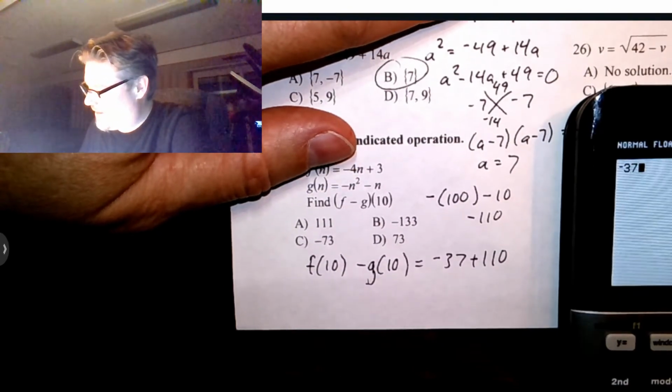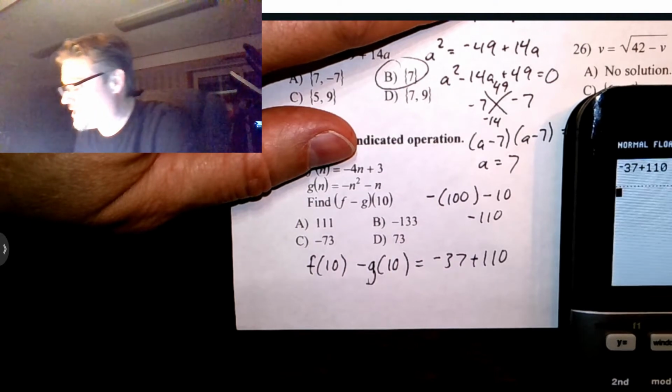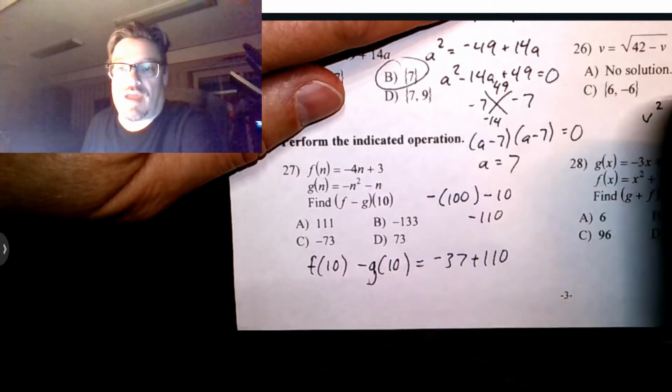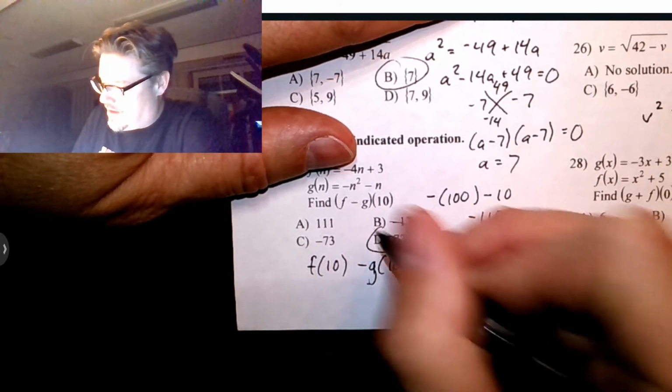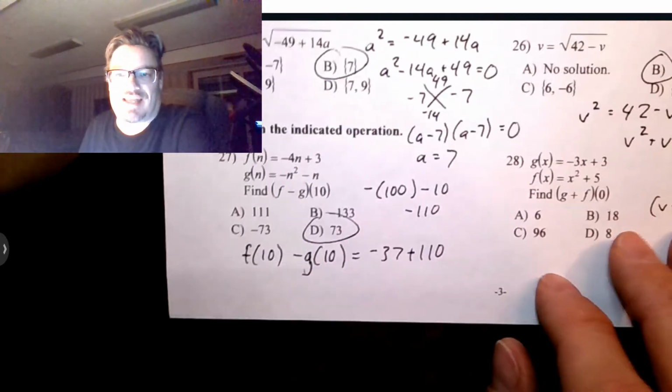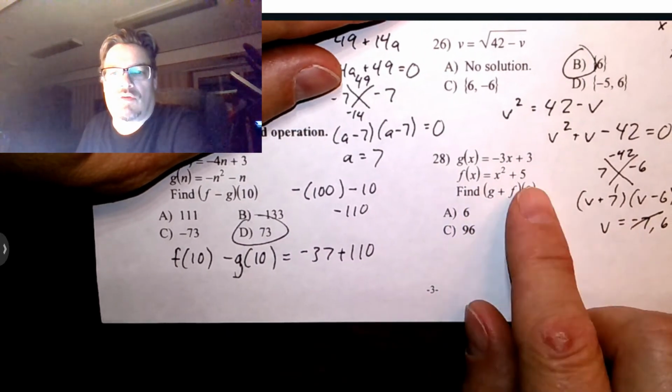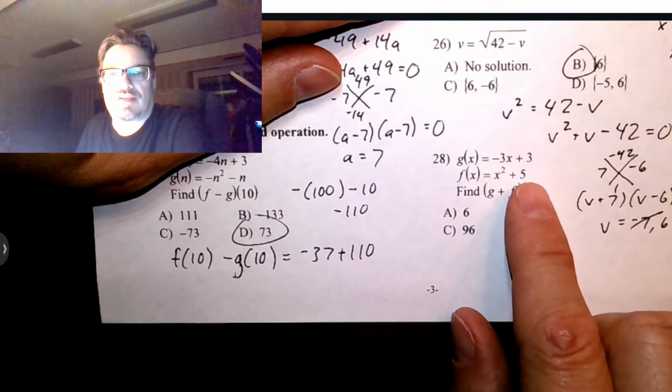So negative 37, I do not trust myself with addition. So that's 73, okay, positive 73. All right, ooh, that's tricky, all those negative signs. All right, so now we're going to 0, and our operation is just going to add them.